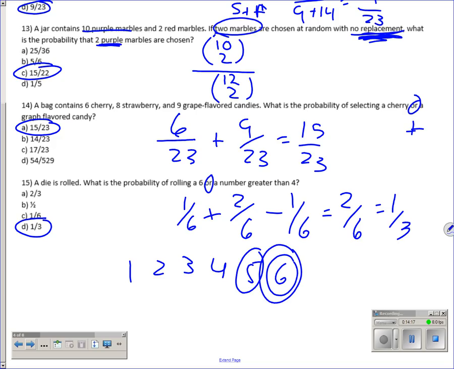You see how I circled 6 twice there. I've got to subtract one of those out. Really, it's only a 2 out of 6 chance instead of a 3 out of 6 chance. Okay, so that answer choice is D.